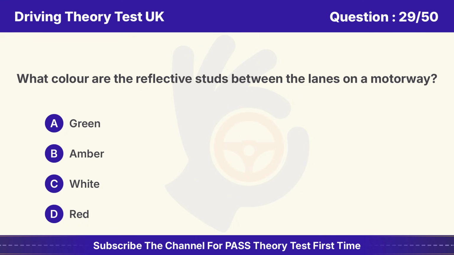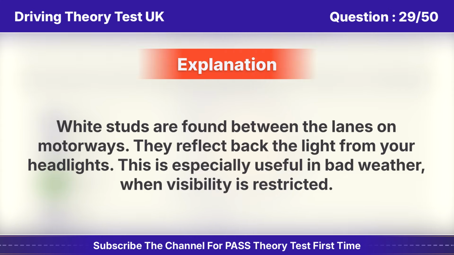Question 29. What color are the reflective studs between the lanes on a motorway? Answer is C. White. White studs are found between the lanes on motorways. They reflect back the light from your headlights. This is especially useful in bad weather, when visibility is restricted.